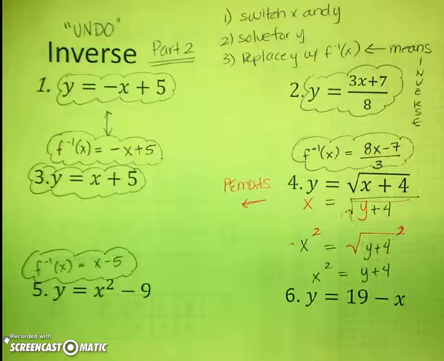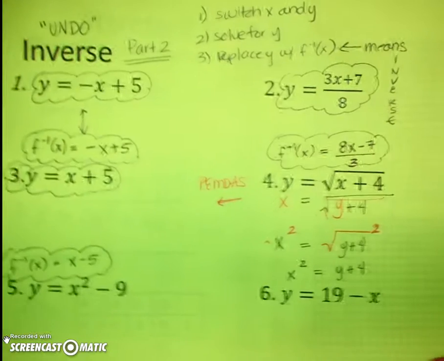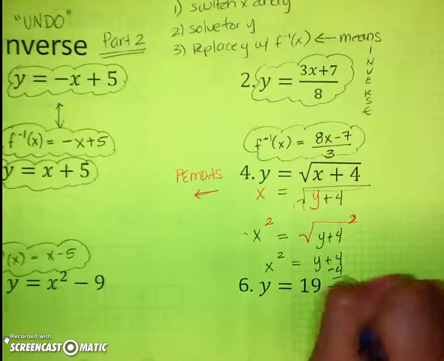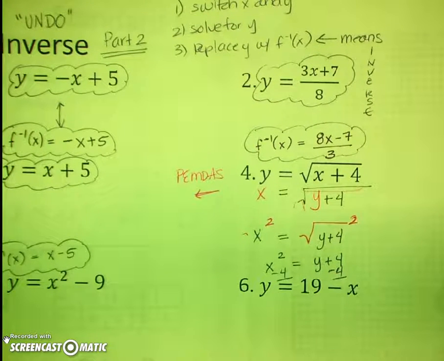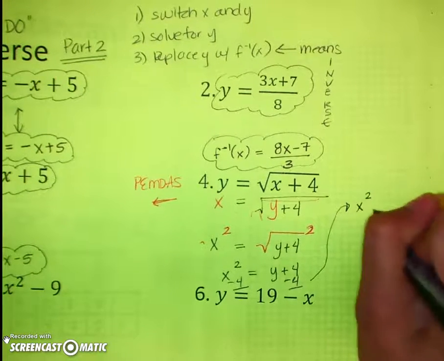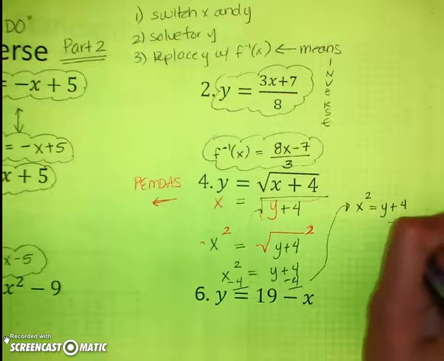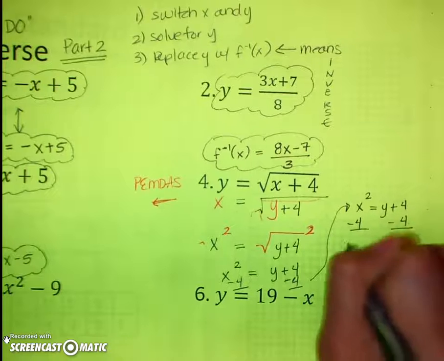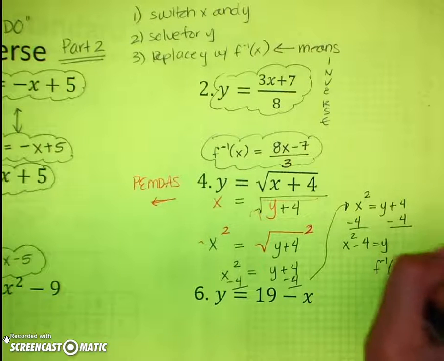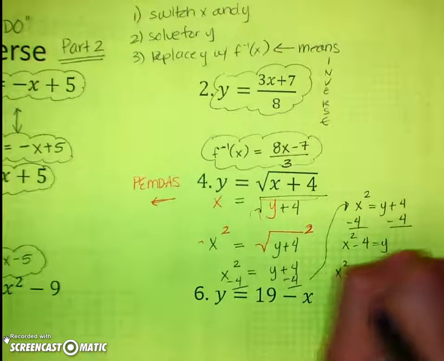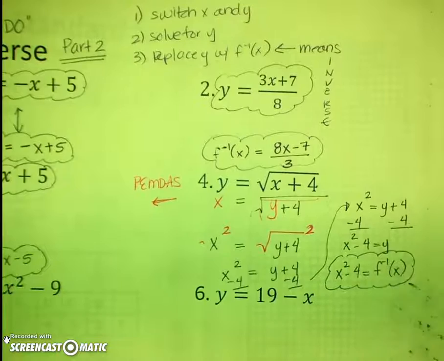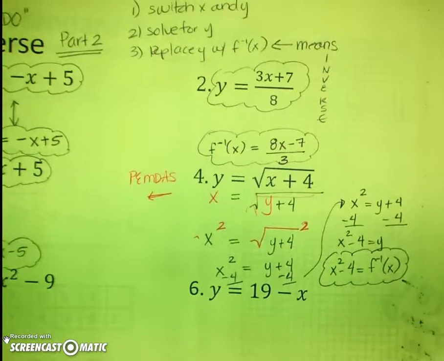And now I need to get y by itself. So what we're going to do is subtract 4 from both sides. Sorry, I kind of ran out of space. I probably should have written it over here. So x squared equals y plus 4. You subtract 4 from both sides, and you're left with x squared minus 4 is equal to y. We're going to replace the y with f inverse of x. So the inverse function is x squared minus 4 for the square root of x plus 4.